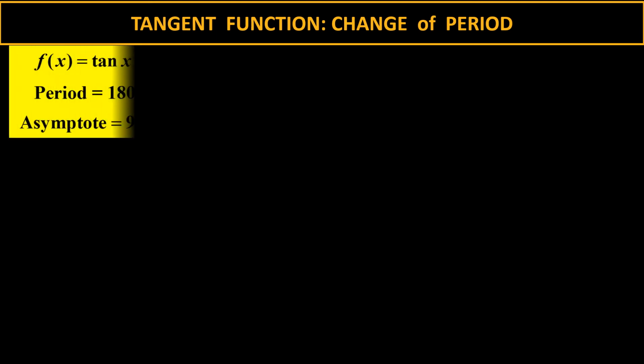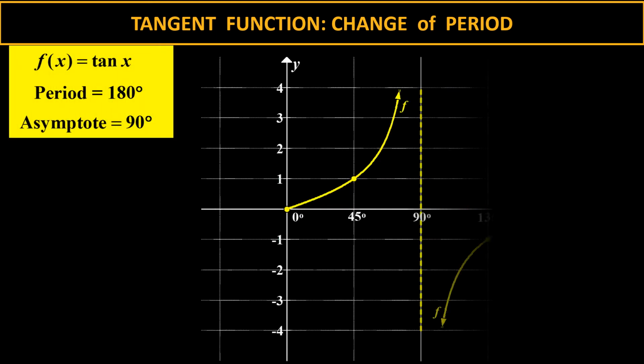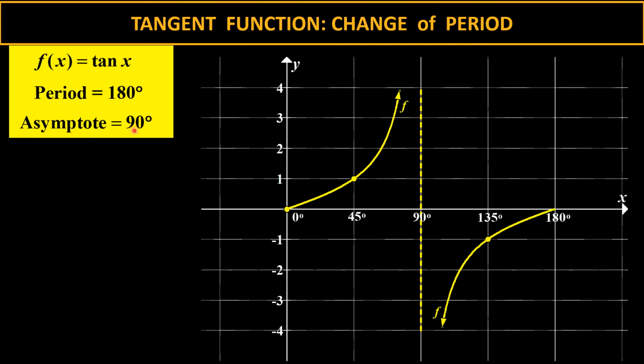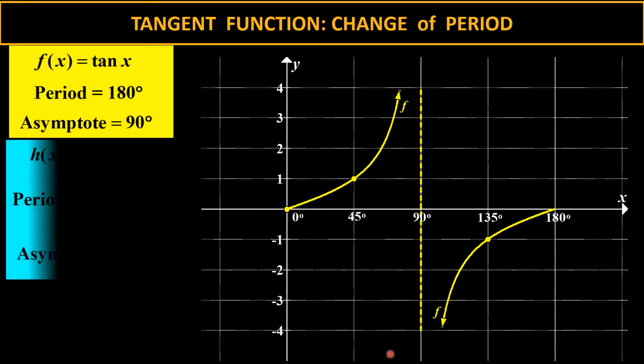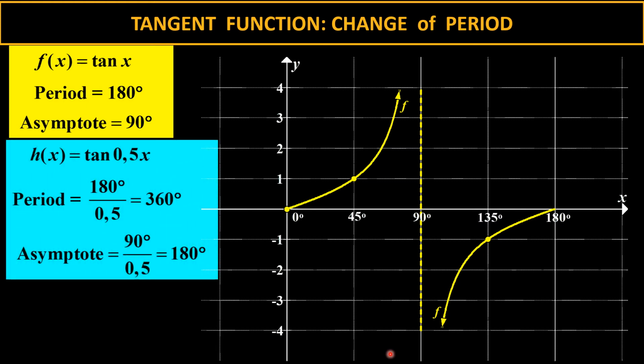Also look at the tangent here. Tangent's period is 180 and it has an asymptote at 90. Let's focus on that. So tangent has a period, and we must also bear in mind the asymptote. You see there's the asymptote. Period of 180 and an asymptote at 90. So if I'm going to have tangent of half x, it's going to be 180 divided by half, which is 360. And the asymptote also changes, right? That is 90 divided by a half, which is 180.